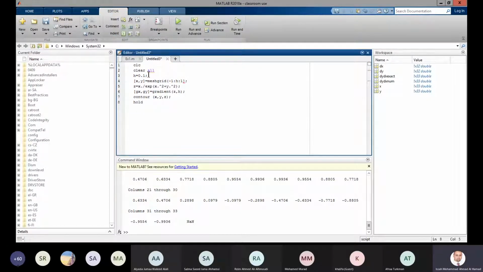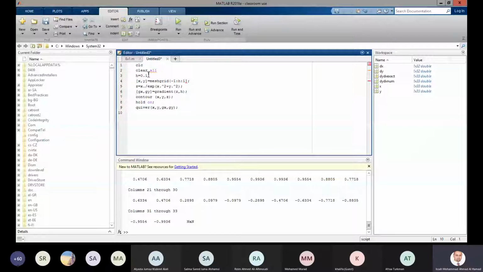Now, hold on, because I am not finished yet. For the contour, I need to define the arrows that go from point x and y to the direction of the z, or the direction of, let's say, the derivative. So this is called quiver. The function is called quiver, x, y, gx, and gy. Okay, so let's try it now.